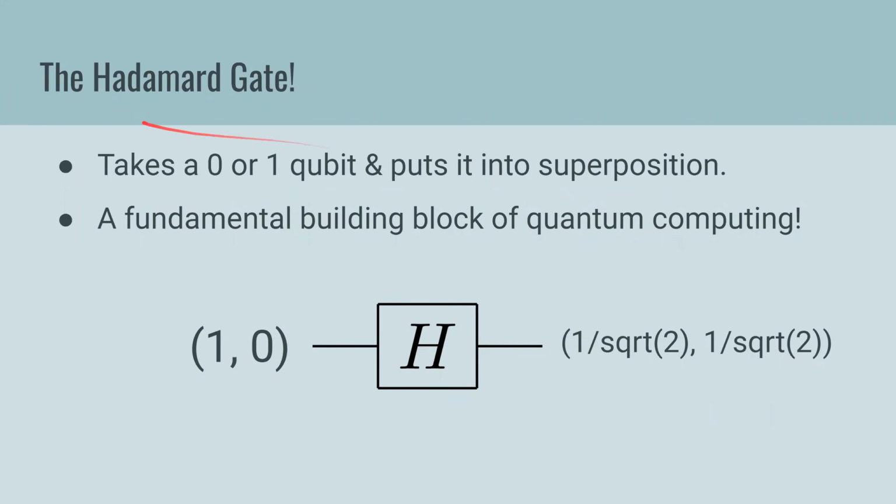So the Hadamard gate, you don't need to know how it works. I don't even know how it works. There's just some fancy math. It takes a regular discrete value and just turns it into superposition.